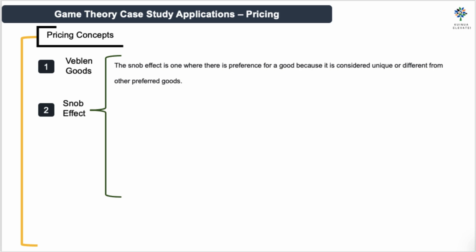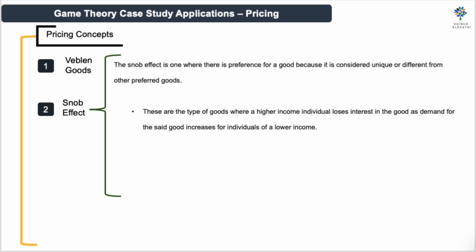The second concept we deal with is the snob effect. The snob effect refers to the preference of certain goods because they are perceived to be different and unique. Such goods are characterized by a gatekeeping mentality by those who have access to them, typically higher income groups. The more accessible they become to lower income groups, the less desired they are by higher income groups.